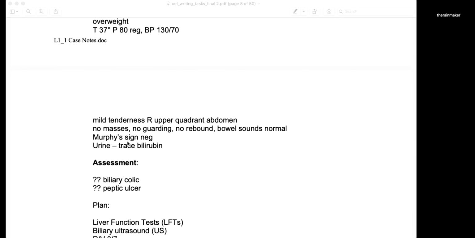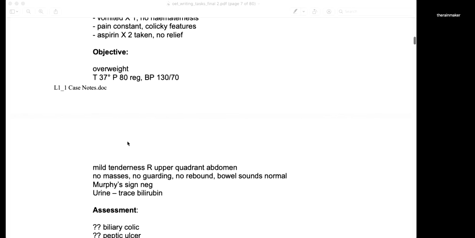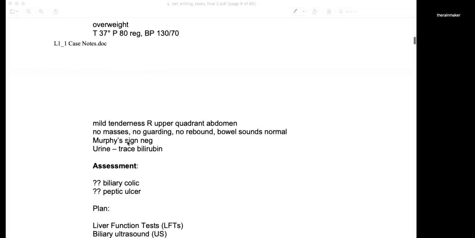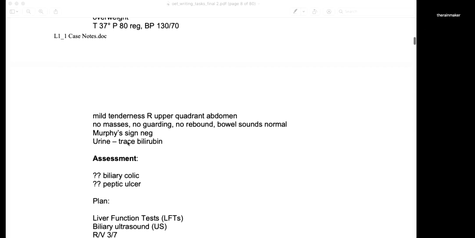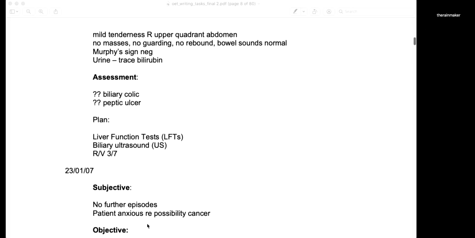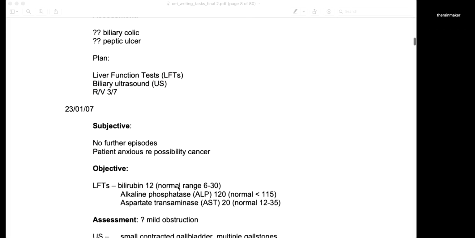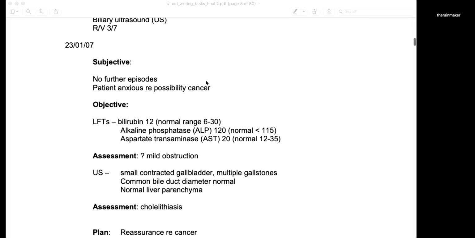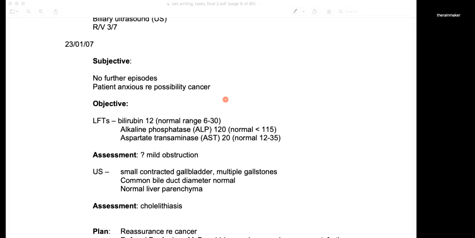Anyways, look at this. So last night, these were the findings, and after that, we kind of think either the patient has biliary colic or peptic ulcer disease. So we plan the following tests: liver function test and a biliary ultrasound. And RV means review in 3 days out of 7 days. That's an Australian system of writing. So this is today. The patient comes with all the reports that were ordered yesterday. No further episodes, patient anxious about possibility of cancer.